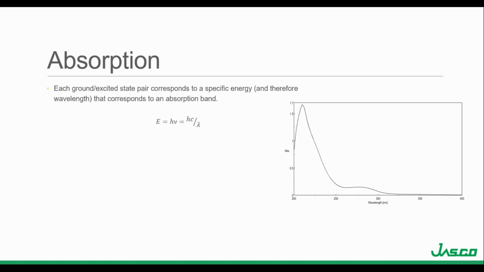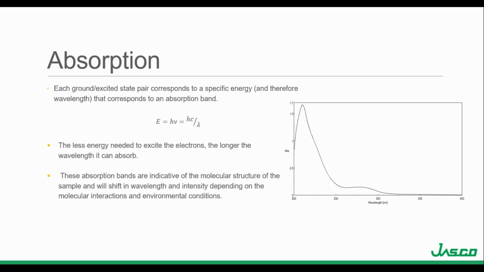and the wavelength can be described by the Planck equation, where E is the energy required to promote an electron from the ground to the excited state, h is Planck's constant, nu is the wave number, c is the speed of light, and lambda is the wavelength. Planck's equation demonstrates that the less energy needed to excite the electrons, the longer the wavelength of the absorption band.